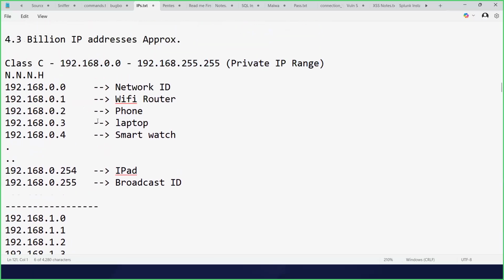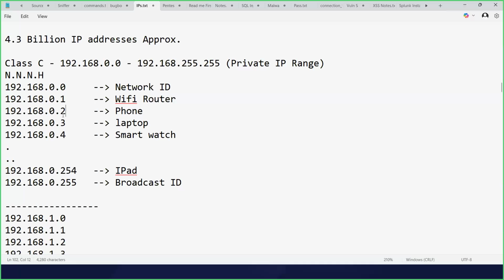Now, what I mean by these network and host portions is whenever there's a change in the host portion, it is just to represent each individual host in the network. So 0.1 could be my Wi-Fi router, 0.2 could be my mobile phone, 0.3 could be my laptop, 0.4 could be my smartwatch, for example. Each change in this host portion just indicates a change in the host itself. So each of these is given to each individual host. As such, I can connect a maximum of only 255 hosts.